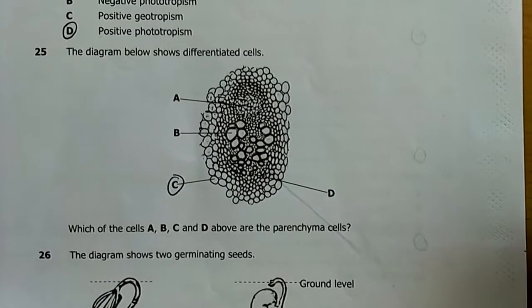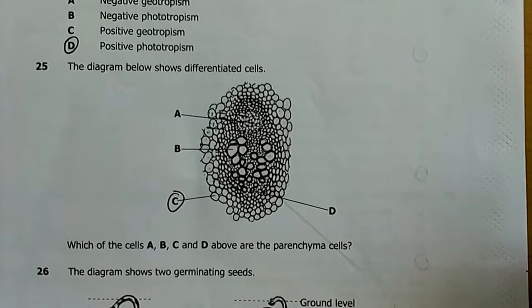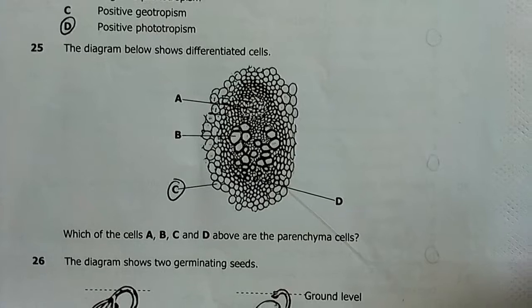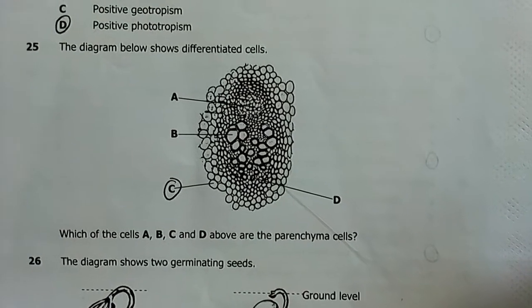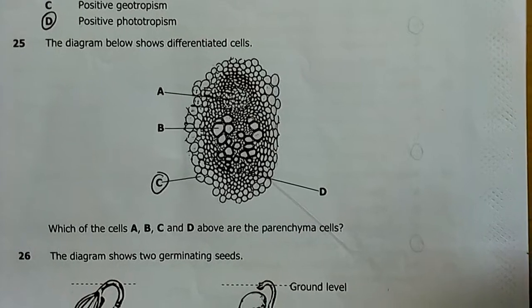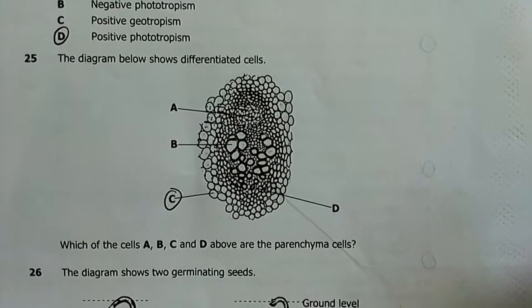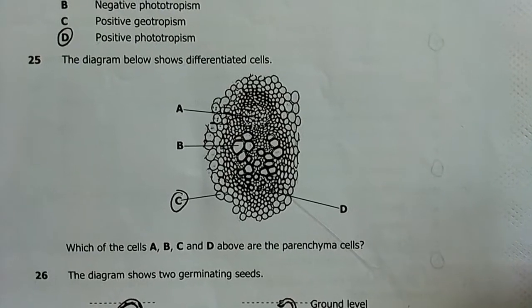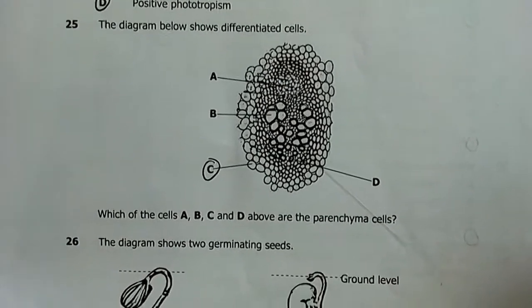Number 25, the diagram below shows differentiated cells. Okay, they are plant cells, you can tell. Which of the cells A, B, C, and D above are parenchyma cells? My answer there is C. Parenchyma cells sometimes are just referred to as ground tissue. They are parenchyma cells. My answer is C.